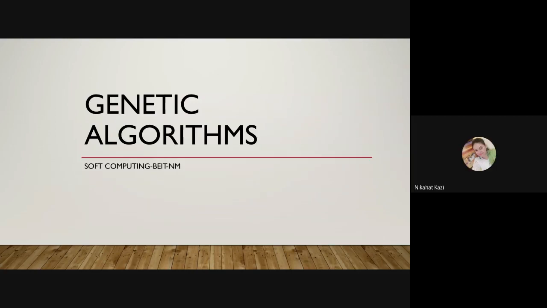Today we'll be looking at some problems based on genetic algorithms. I want to discuss a few problems that are important from the point of view of your exams.